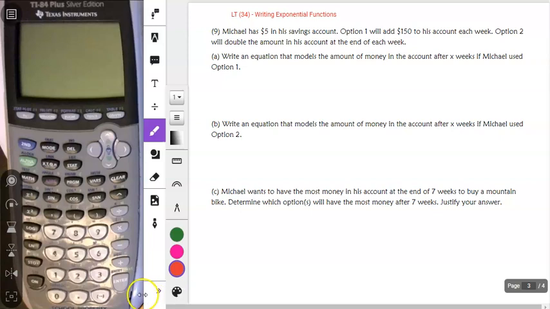Howdy crew! In this video we're going to do corrections for learning target 34, writing exponential functions. In this video we're going to make corrections for question 9.